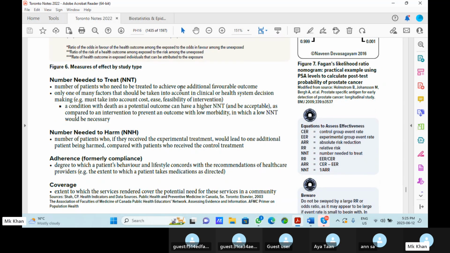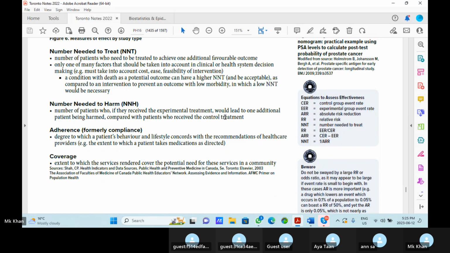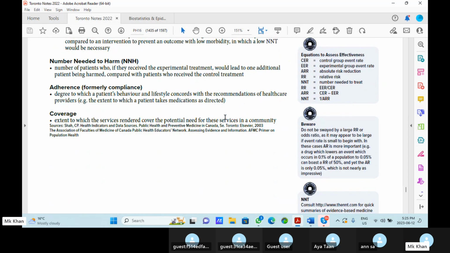So number to treat is basically just how many patients need to be treated to have one additional favorable outcome. So this is number to treat.